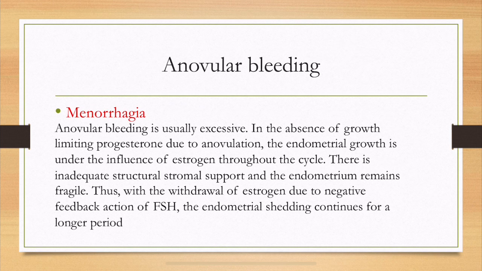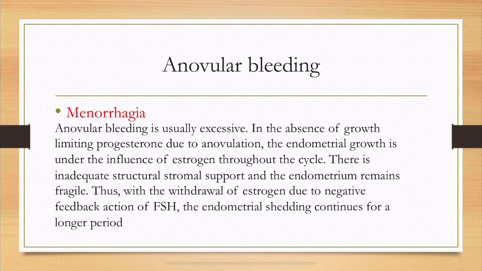In the absence of the growth limiting progesterone due to anovulation, the endometrial growth is under the influence of estrogen throughout the cycle. The endometrium is only under the influence of estrogen, so there is inadequate structural stromal support and the endometrium remains fragile. Estrogen level is high but there is no progesterone, so the stromal support won't be there and the endometrium will become fragile.